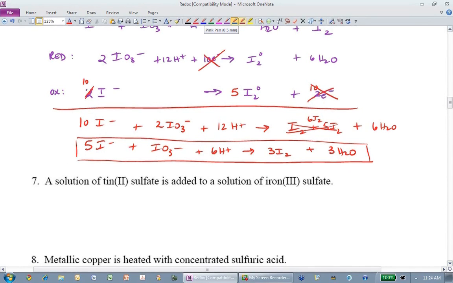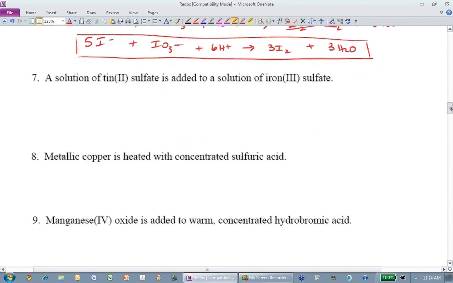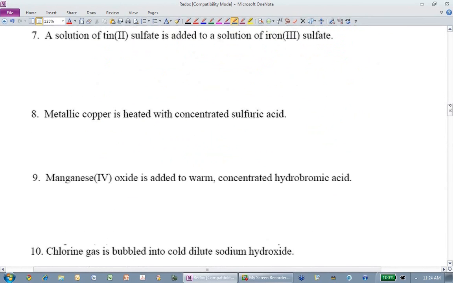A solution of tin 2 sulfate is added to a solution of iron 3 sulfate. I'm going to get this ugliness out of your way so you can focus better. Or maybe it's me, maybe I can focus better. The sulfate's on both sides, that's a spectator. So this is an easy one. This is one metal of one kind and another metal of another kind. I call these the easy greasy ones. Metal plus metal and halogen plus halogen. Easy greasy ones. Somebody's going to oxidize somebody, somebody's going to reduce somebody.